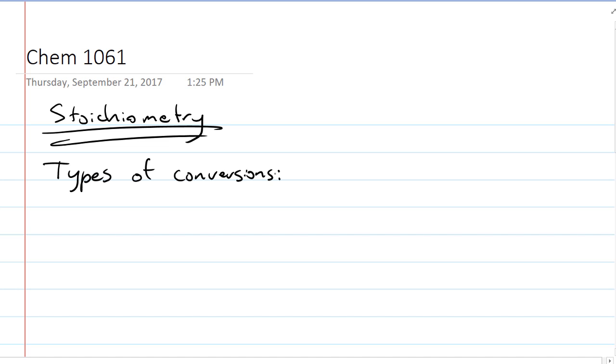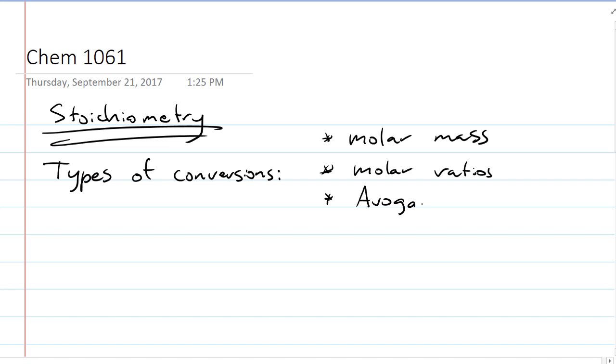We've used molar masses as conversions. We've used molar ratios as conversions. We've used Avogadro's number as conversions. And we've used chemical formula relationships.